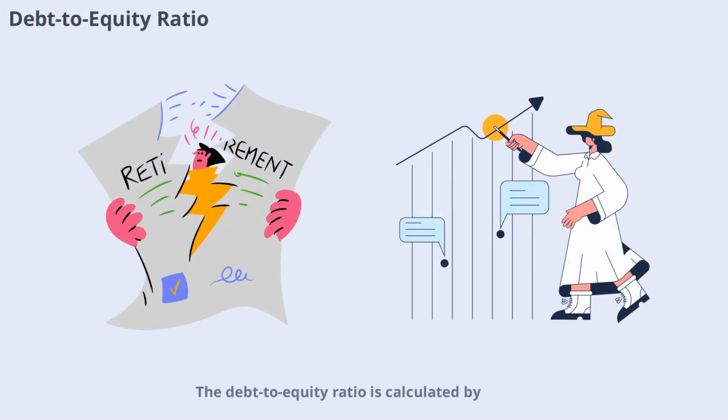Debt-to-equity ratio is calculated by dividing total liabilities by shareholders' equity. This ratio shows how much of the company is financed by debt versus equity. A higher ratio means more debt, which can increase risk but also boost returns if managed well. A lower ratio suggests a more conservative approach. Next, we'll look at an example to see how this ratio is used in practice.